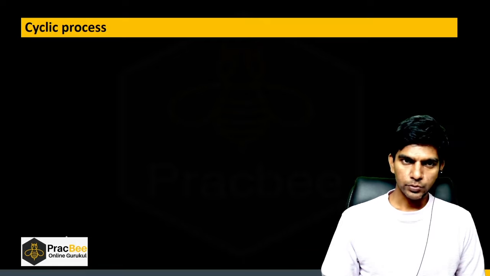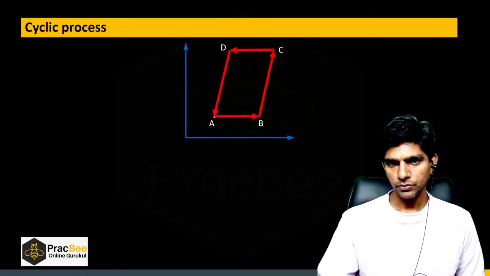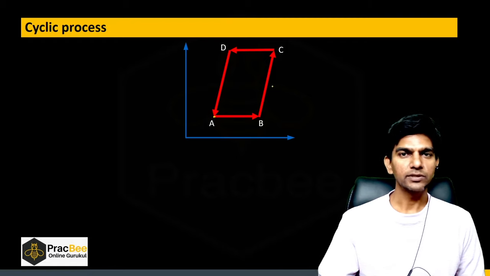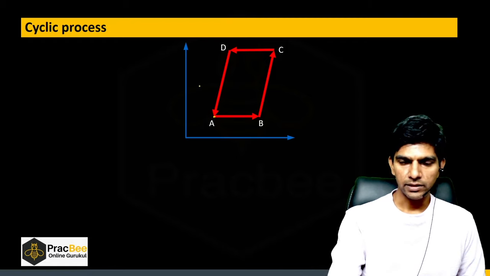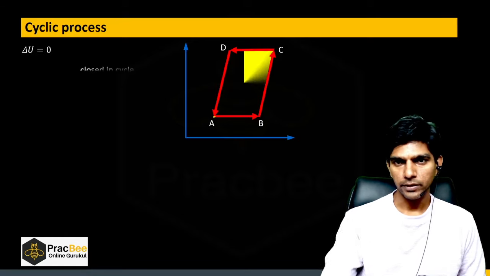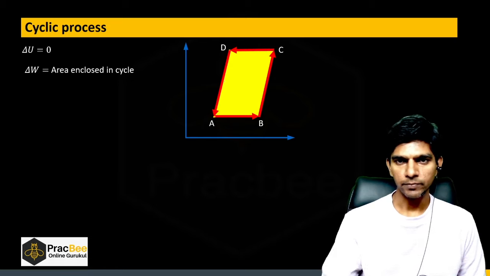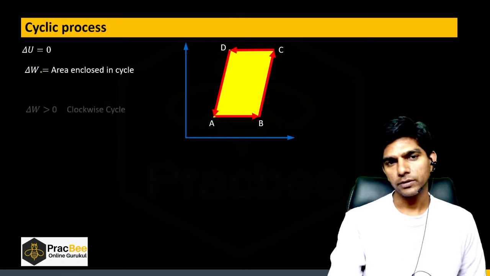Okay, right. So the next process is the cyclic process. So what is the cyclic process? In a cyclic process, we come back to the same initial state. And in a cyclic process, delta U is 0. If I want to find the work done, it will be this shaded area, the area enclosed by the cycle. Now, if we have a clockwise cycle, the work done will be positive.